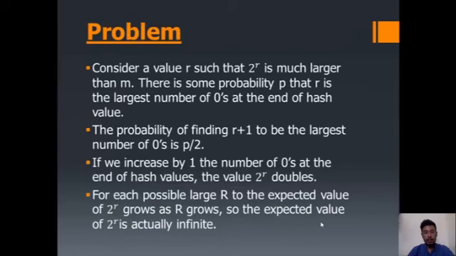The problem with such an algorithm is, considering a value R such that 2 to the power R is much larger than m, there is some probability p that R is the largest number of zeros at the end of hash values. The probability of finding R plus 1 to be the largest number of zeros is p by 2. If we increase R by 1, the value 2 to the power R doubles. So the expected value of 2 to the power R grows as R grows, and is actually infinite.